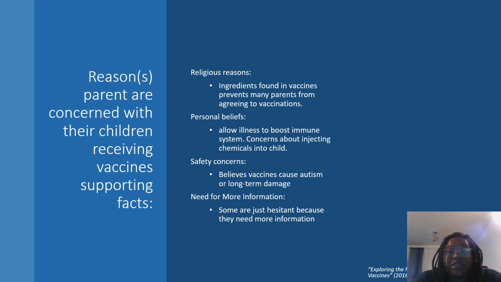What are reasons parents are concerned with giving their children vaccines? Reasons such as religion, because the vaccine may have ingredients that go against their religion, personal beliefs. Some parents believe that the illness boosts the immune system, and concerns of injecting chemicals into their children. Safety concerns. Some believe that vaccines cause autism or can have long term damage, and just need for more information. They are hesitant because they just don't know.